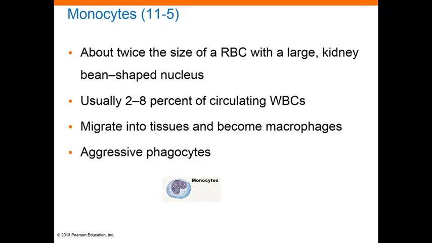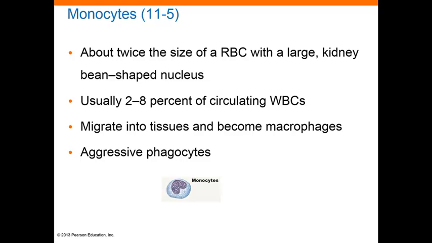One of the agranulocytes, the monocytes, is about twice the size of a red blood cell, sometimes even larger if they're activated. Monocytes have a very large kidney bean-shaped nucleus. They usually make up between 2 to 8% of the circulating white blood cells.